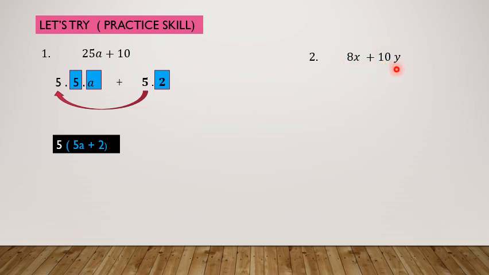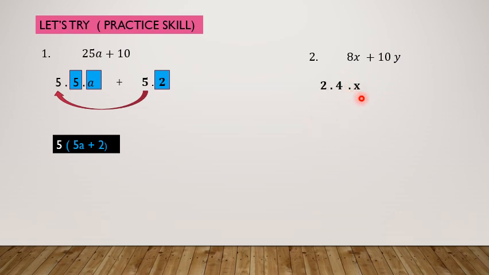8x plus 10y. Observe 8 and 10. So this is 4 times 2 and 5 times 2. Ito si x tsaka si y. Magkaiba siyang letter. Parehong letter pero magkaiba ang letter kasi x siya, ito si y. Hindi ba pwede pagsamahin ang dalawa? Okay. Next.